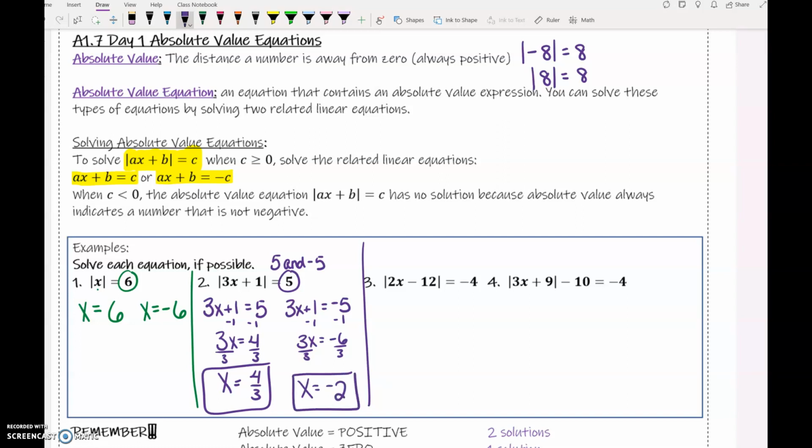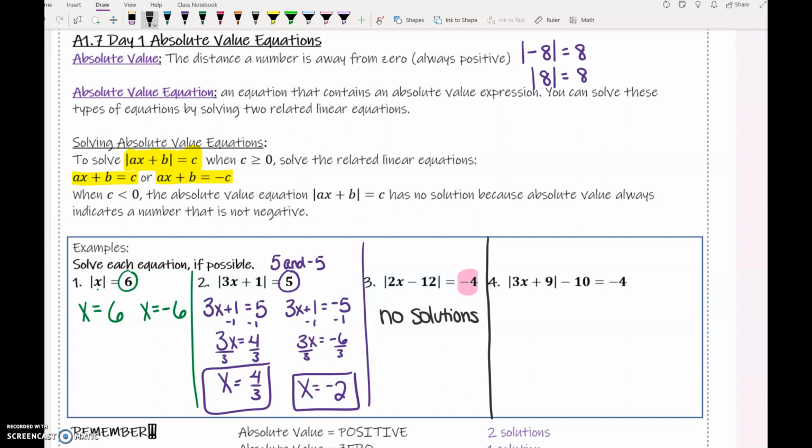So what I want you to get from this is we are setting up two separate equations and then solving both of them. The other thing I really want you to notice is that absolute value is supposed to equal the distance that something is from zero. So absolute value should equal a positive number. So if I look at this next one, the absolute value of 2x minus 12 equals -4. Where are we -4 units away from zero? Distance is supposed to be positive. -4 is not positive. This is a no solutions problem.